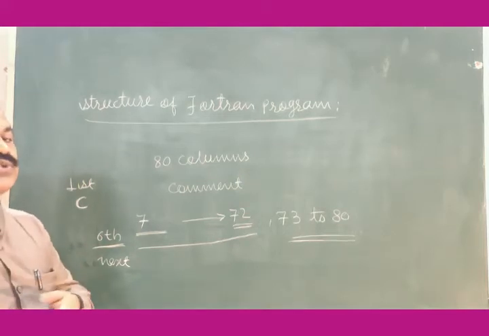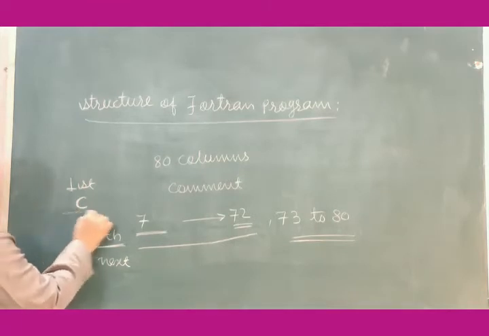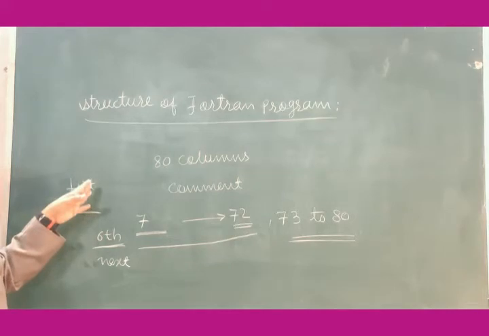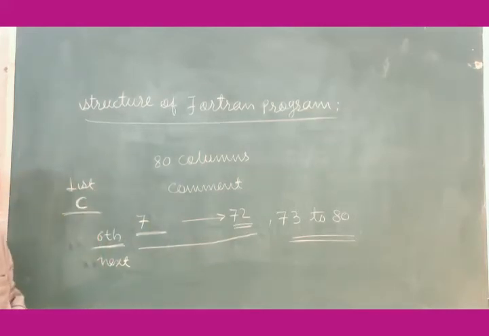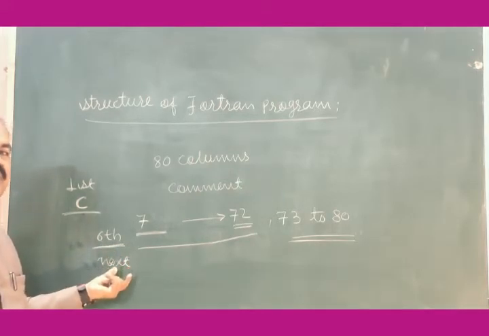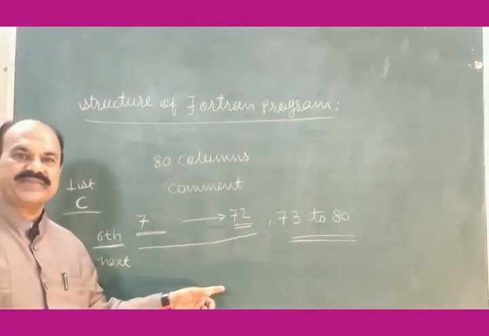Now, what is the use of columns 1 to 5? Here I told that if we put the character C in the first column of a line, that whole line is considered a comment. It is not read or executed by the Fortran editor. Column number 6 is used just to represent continuation of the earlier instruction on the next line.